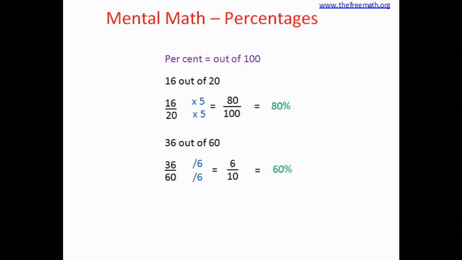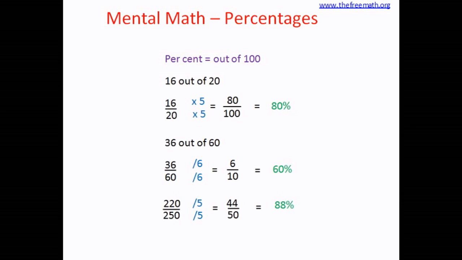Let's take another example. If it is 220 out of 250, the fraction will look like this, 220 over 250. Again, dividing 250 by something and getting the denominator as 100 is not easy. So instead of getting it as 100, try to make the denominator 50. So let's divide by 5. So 250 divided by 5 gives me 50.